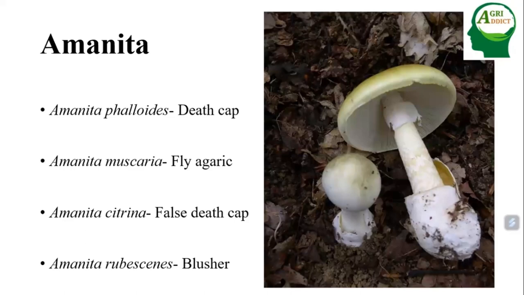This is the poisonous mushroom, Amanita. We call Amanita phalloides the death cap, whereas Amanita muscaria is used against flies, so we call it fly agaric. Amanita verna is a false death cap, and Amanita rubescens is the blusher. So these are the poisonous mushrooms which come under Basidiomycetes. Coming to another, that is Polyporus, which is a rotting fungus.